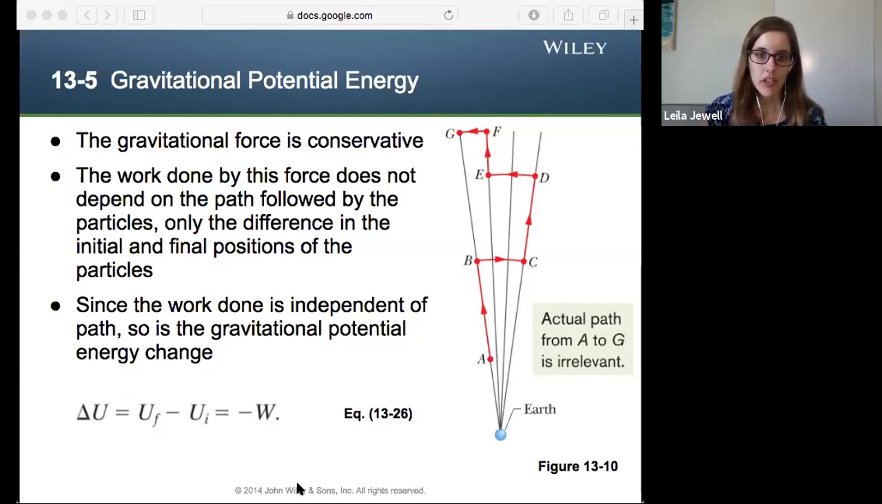The change in potential energy is just the negative of the work done, and it just depends on those endpoints. So U final minus U initial.